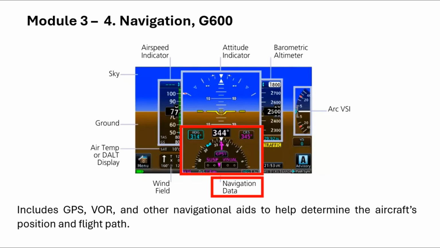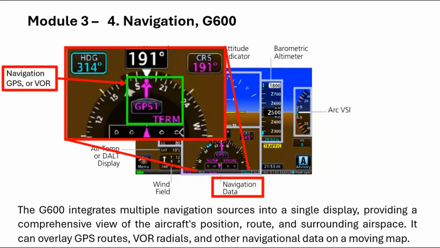4. Navigation. G600 includes GPS, VOR, and other navigational aids to help determine the aircraft's position and flight path. The G600 integrates multiple navigation sources into a single display, providing a comprehensive view of the aircraft's position, route, and surrounding airspace. It can overlay GPS routes, VOR radials, and other navigational data on a moving map.